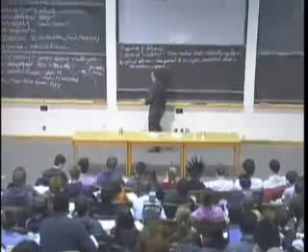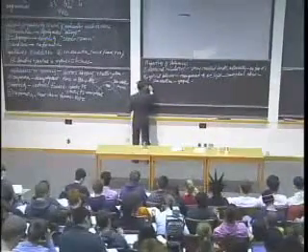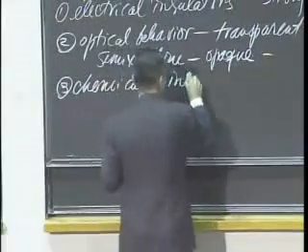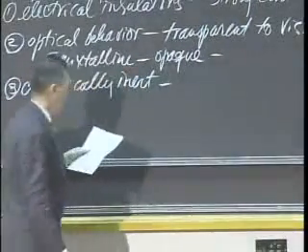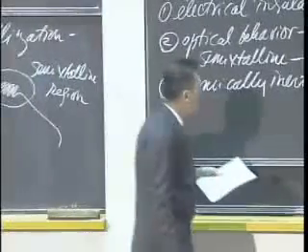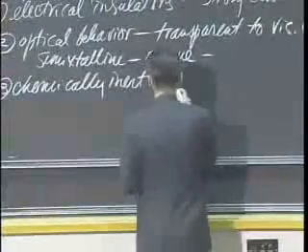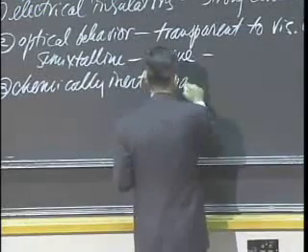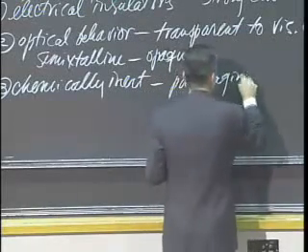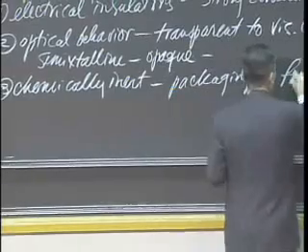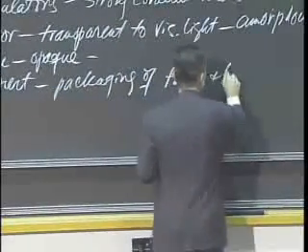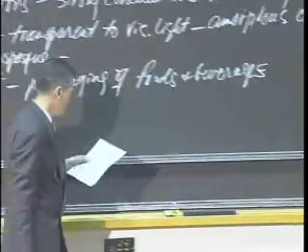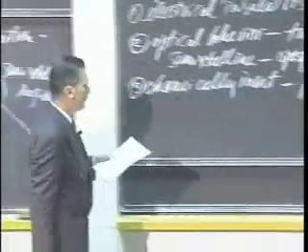Third one is chemically inert. Polymers are chemically inert. Again, the strong covalent bonds, octet stability, same reasons, and this leads to their extensive use in packaging. Packaging, especially of foods and beverages. Foods and beverages exploit this property.